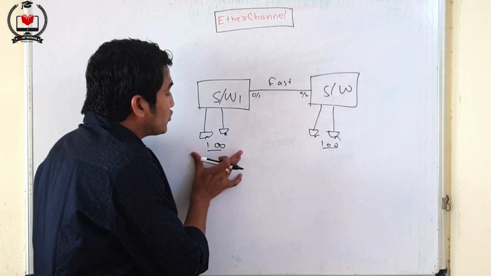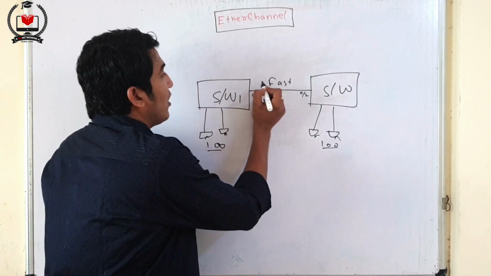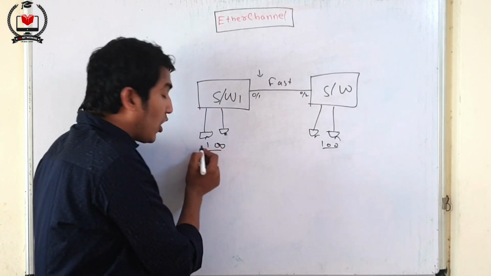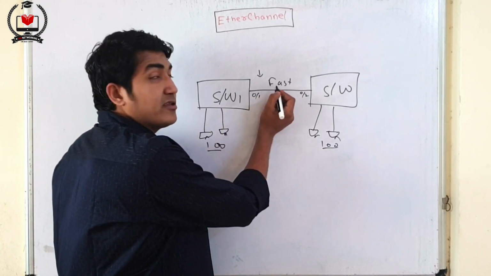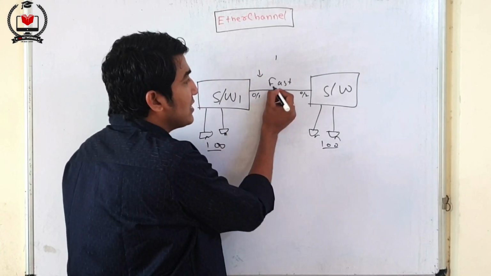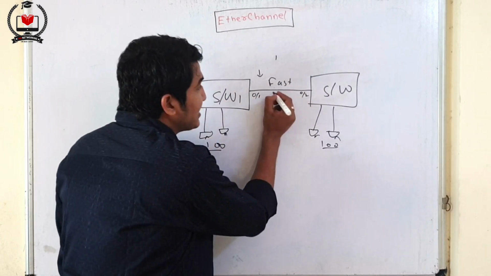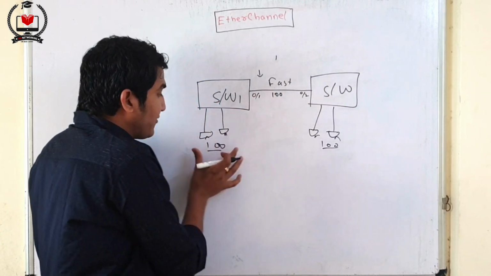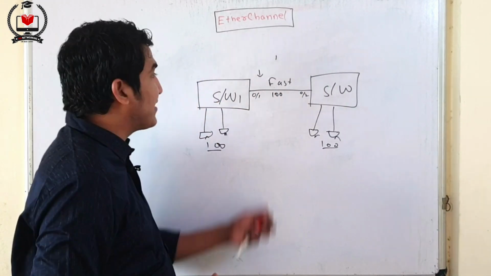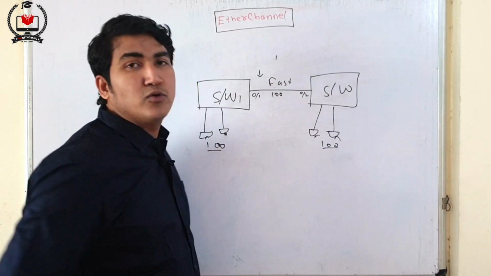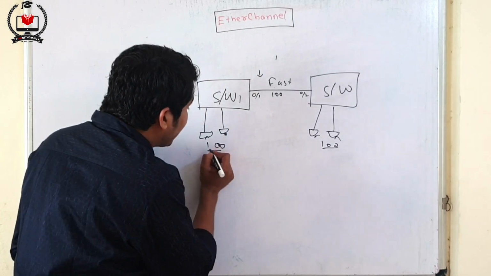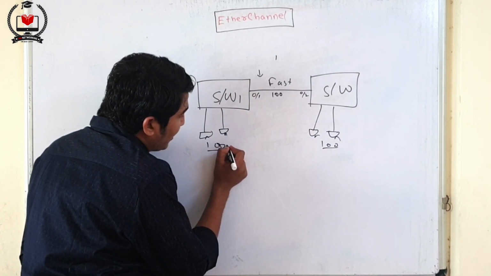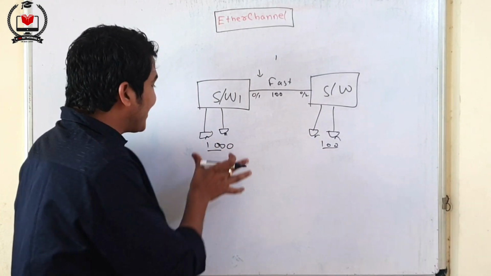So suppose all users send traffic on this link at the same time. How much bandwidth will one user get? One user will get 1 Mbps of bandwidth, because the total bandwidth of a Fast Ethernet link is 100 Mbps, yes or no? And if 100 users are sending traffic at the same time on this link, every user will get a bandwidth of 1 Mbps. Fine. But suppose here we have 1000 users.